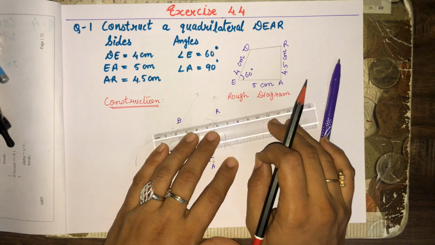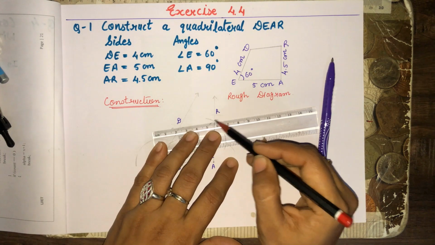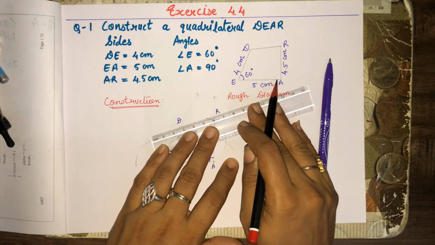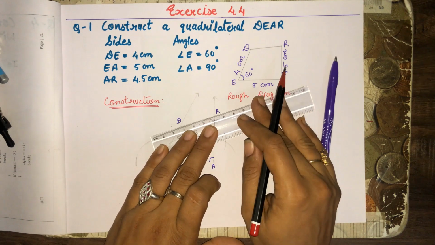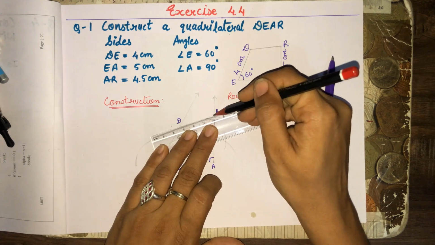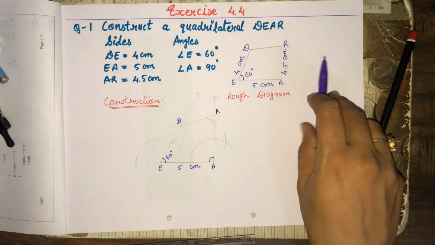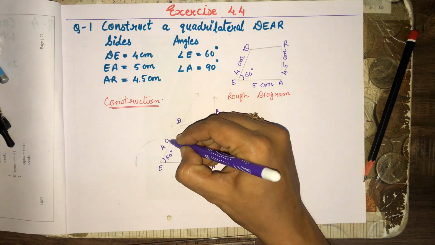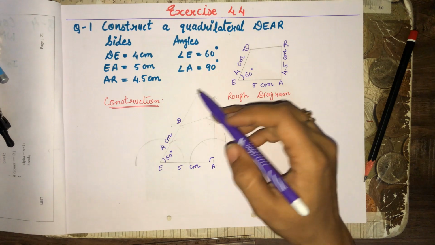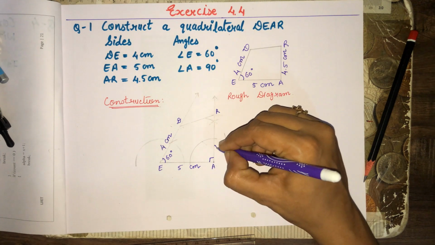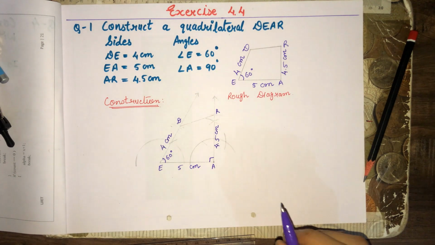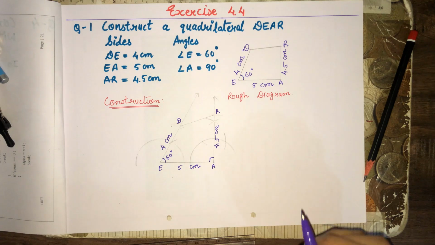Students, you have to be careful, don't join this D over here. We have to join this D at R, which is the point of intersection of this ray with the arc. So this is DR. So DE we have is 4 centimeter and AR we have is 4.5 centimeter. Okay, so this is the required quadrilateral DEAR.